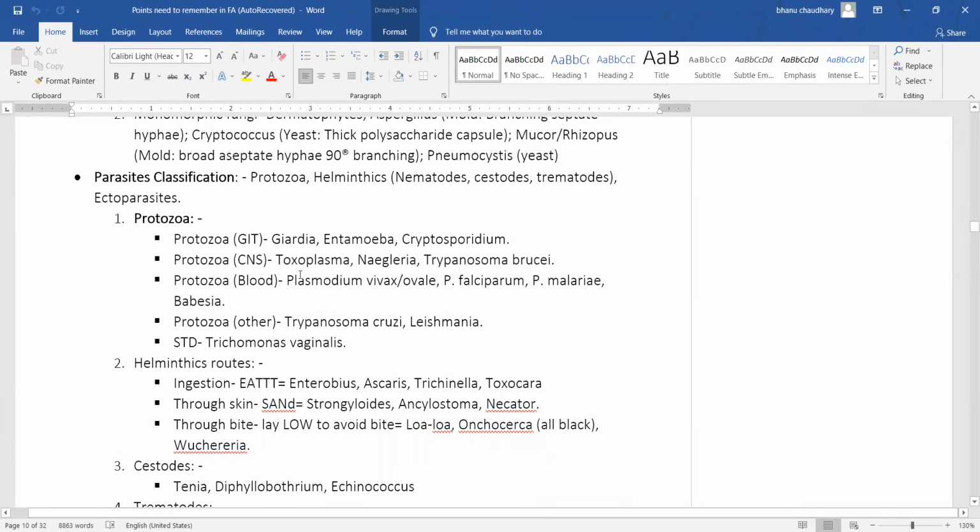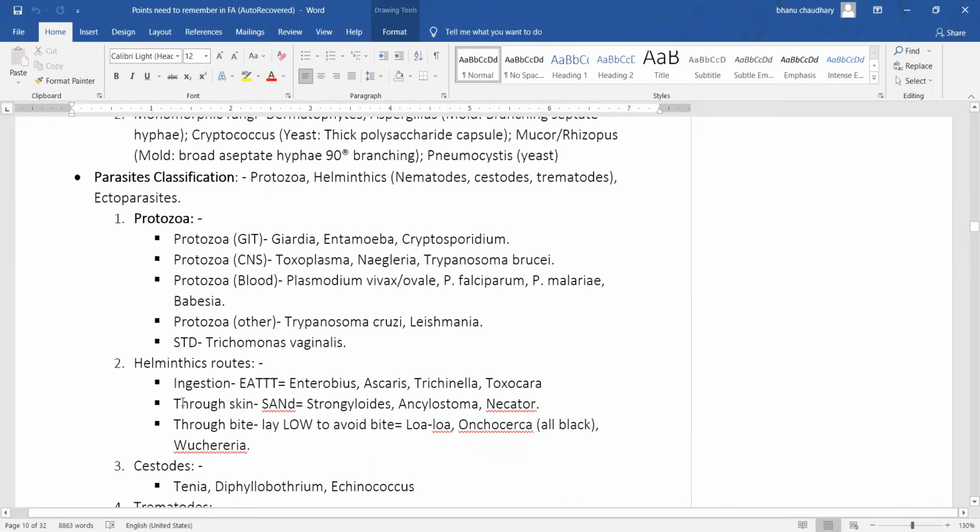These are Plasmodiums and Babesia: Plasmodium vivax, Plasmodium falciparum, Plasmodium malariae, and Babesia. Then the protozoas which affect other organs, like Trypanosoma cruzi affects your heart, and Leishmania, which affects mainly the skin. Then comes the protozoas that transmit through STDs, and this is Trichomonas vaginalis. Then we will study about the helminthics and their routes you should know.